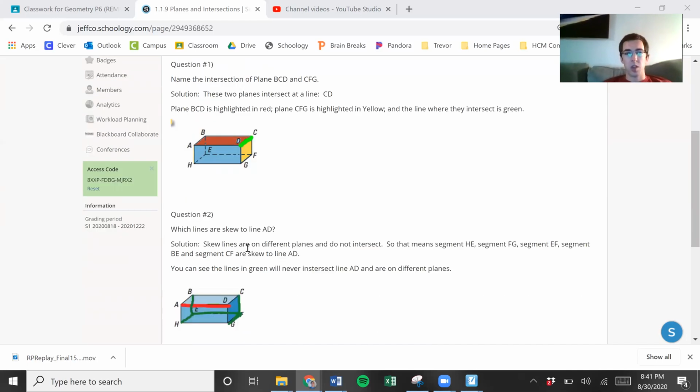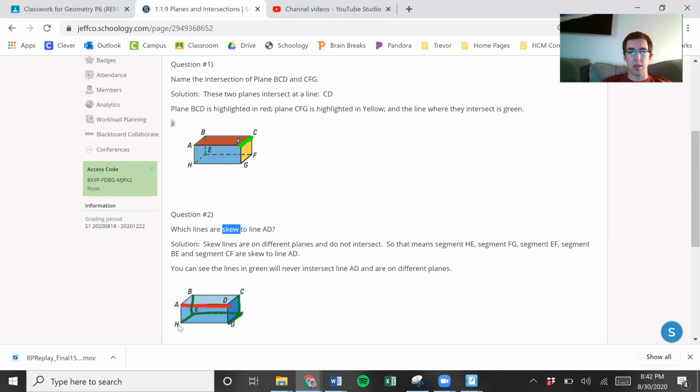Here's another question. What lines are skew to AD? Skew is a word that we haven't learned yet. Skew lines are on different planes and do not intersect. So this means that HE, segment FG, segment EF, segment BE, and segment CF are all skew to line AD. On this shape, we are looking for all lines that will never intersect with line AD.